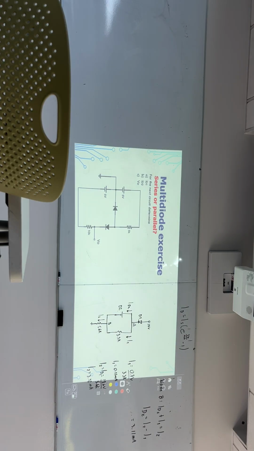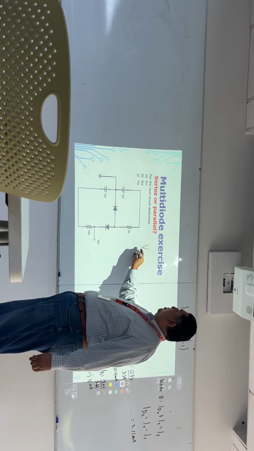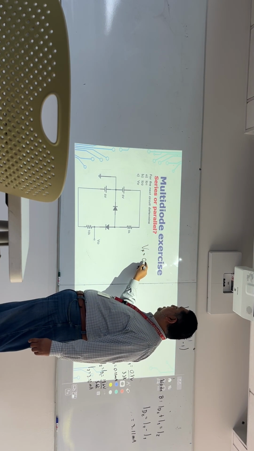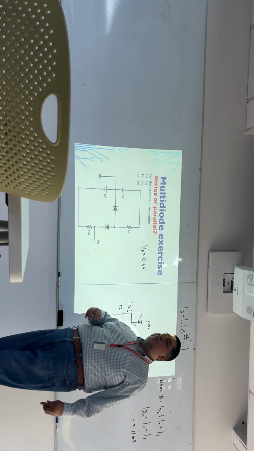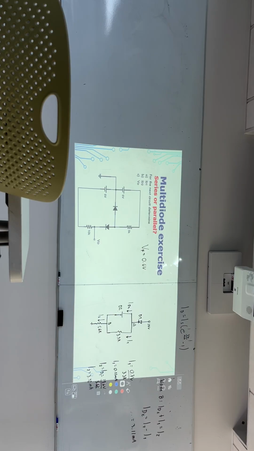Oh, by the way, the author of this problem tells us that you should take VBE to be 0.6 volts. So instead of using 0.7, please consider VBE 0.6 each time.